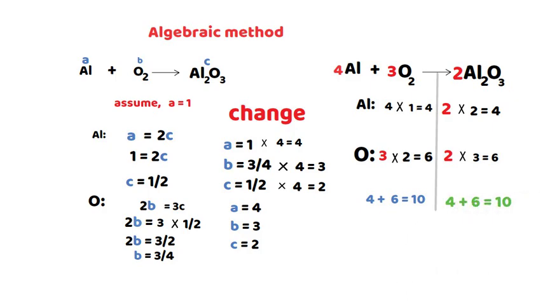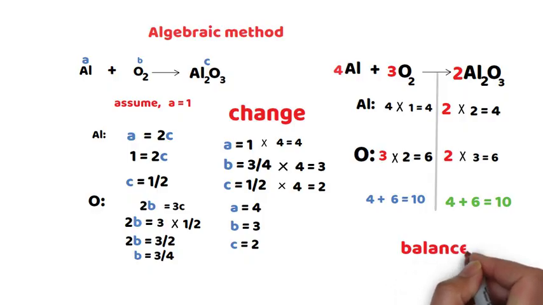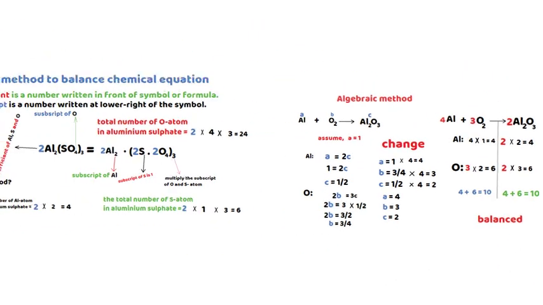On the reactant side, we have 10 atoms. On the product side, we have 10 atoms. Therefore, this chemical equation is balanced.